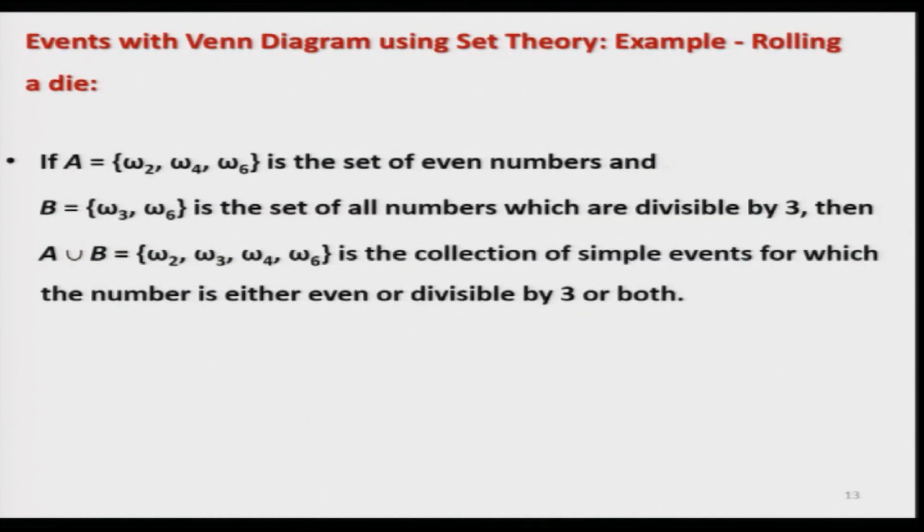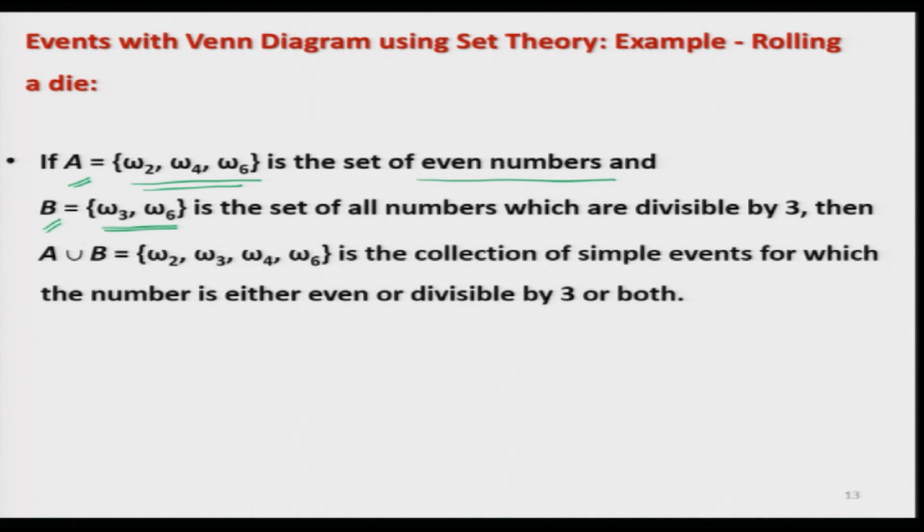Now, let me take one more example in which I define the event A as consisting of 3 numbers 2, 4 and 6, which are actually even numbers out of this capital omega. So, we have 3 simple events omega 2, omega 4 and omega 6 in the event A. And then let us define one more event B, which consists of all the numbers which are divisible by 3. So there are two numbers 3 and 6 which are divisible by 3. So we create another event B, which is the collection of omega 3 and omega 6.